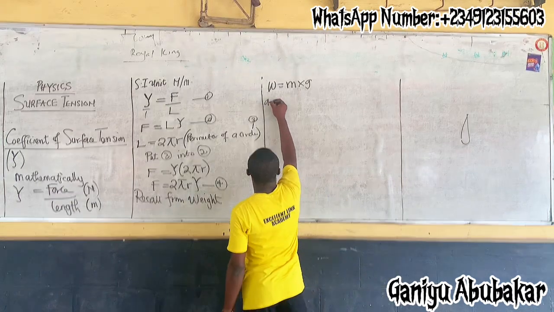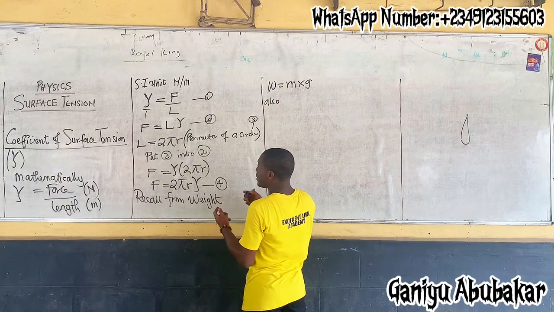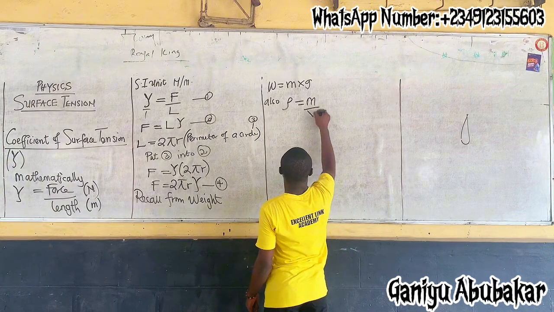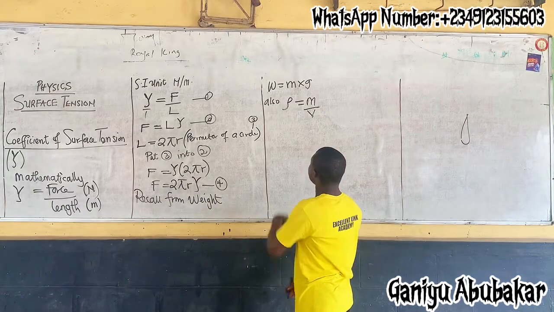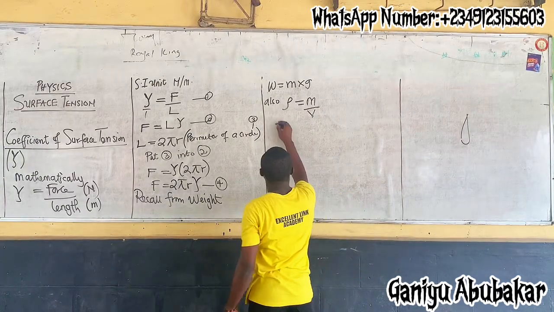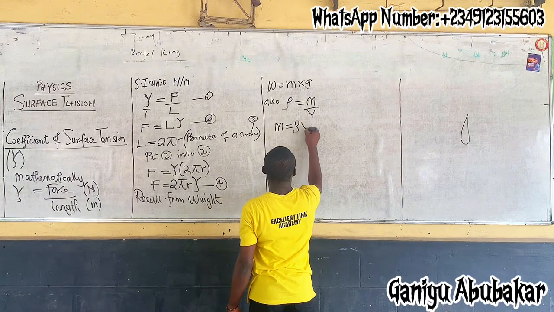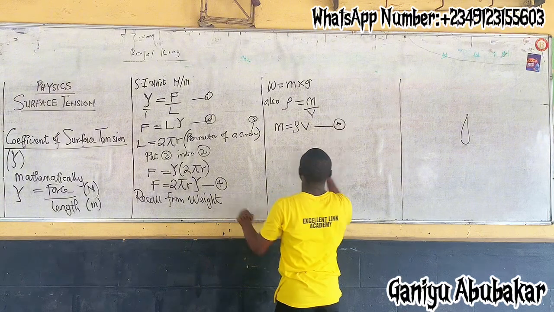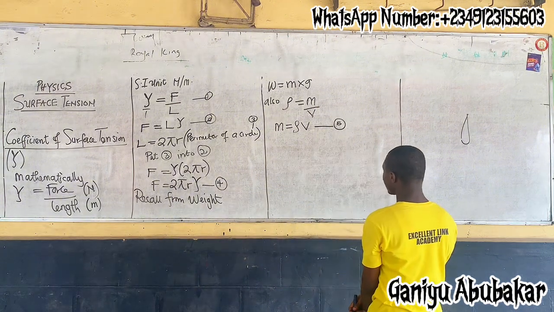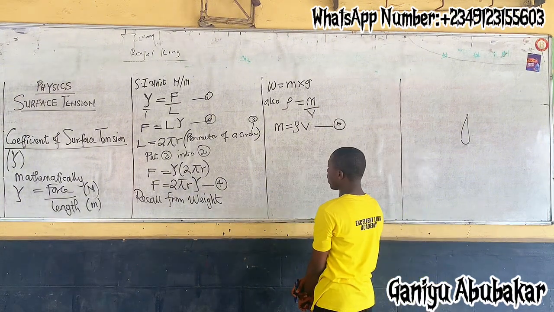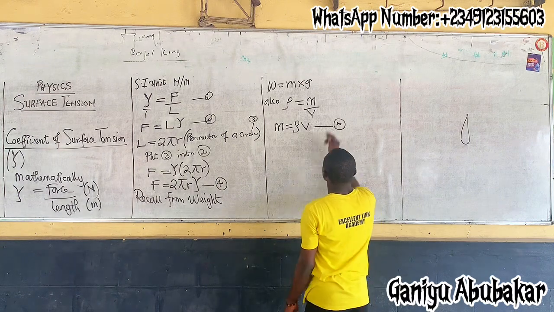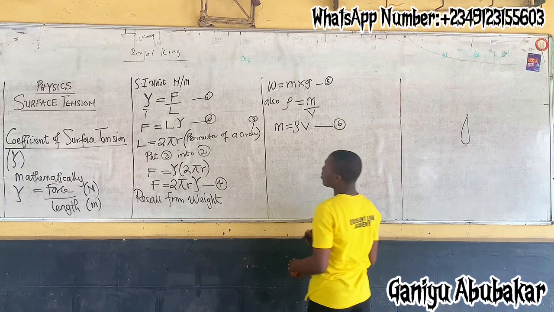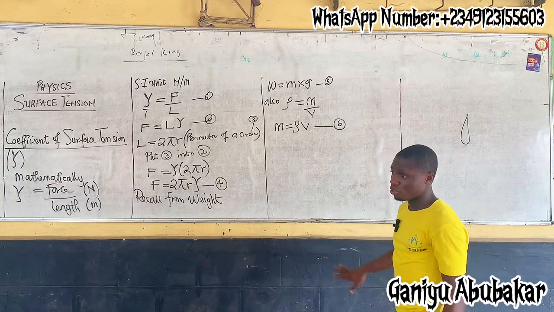Now, with respect to density, density is rho, right? It is mass over volume. Make mass the subject. I'll have that mass is rho V. Call this equation 5. Are we together? Call this equation 6. I should have given the formula, but here you do the derivation.